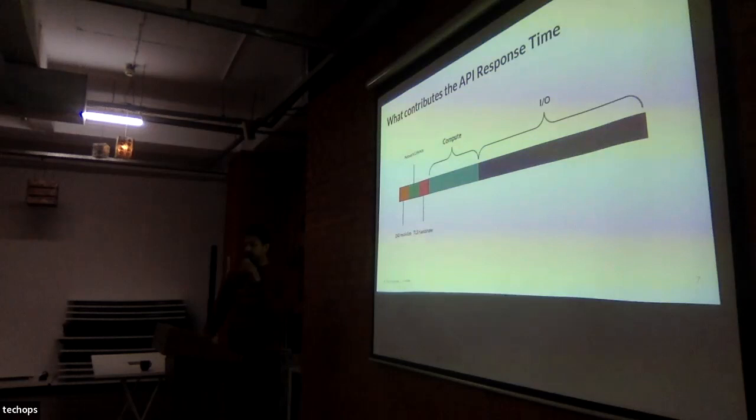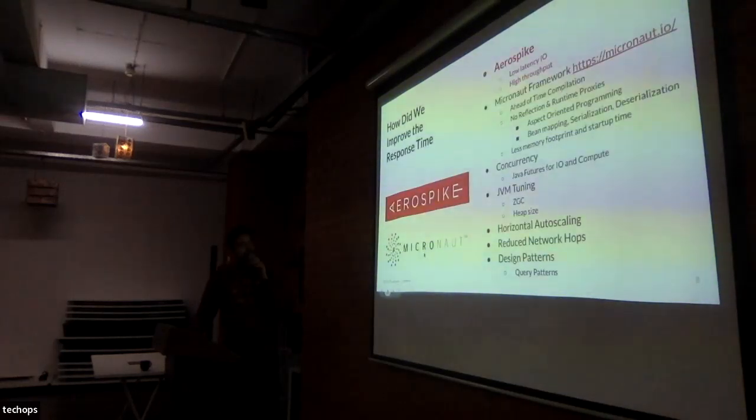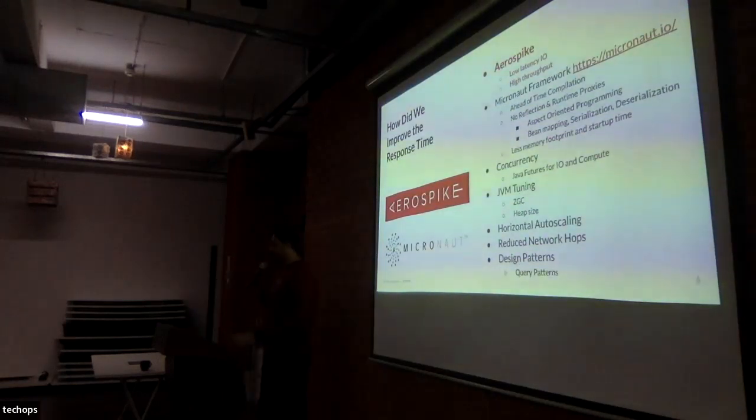But the major two things you see on the right are compute and IO, right? Which do contribute the most to the latency. And more than compute, I would say IO is the factor which contributes the most when it comes to the API responses, right? So I'll briefly talk about how did we improve the response time? How did we handle some of these latency factors? And then we'll do a deep dive on Aerospike.